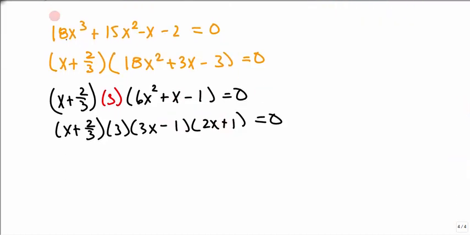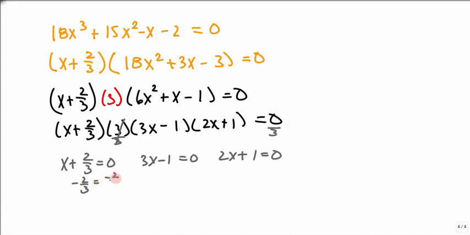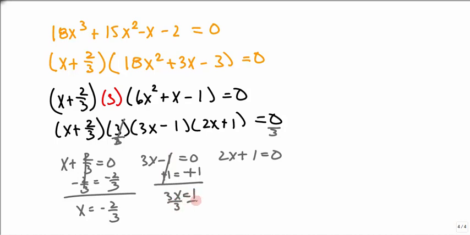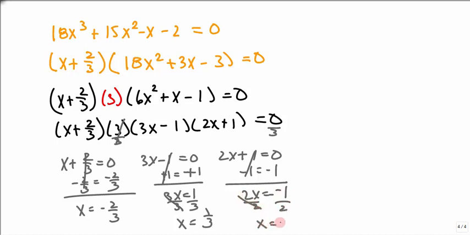Now I use my zero factor property, and I take each one of these and set it equal to 0. Now the 3, I divide through by 3. There's no variable there, and you can see 0 divided by 3 is 0, so I can just ignore that one. And as I solve each of these, here I'd subtract 2/3 from both sides, have x equal negative 2/3. Add 1, get 3x equal 1. Here I get that x equal 1/3 that I had for my graph. Here I subtract 1, divide by 2, I get x equal negative 1/2.